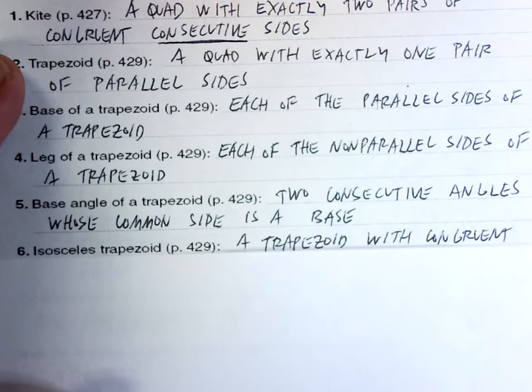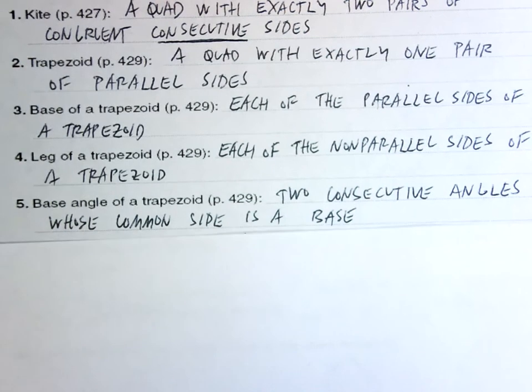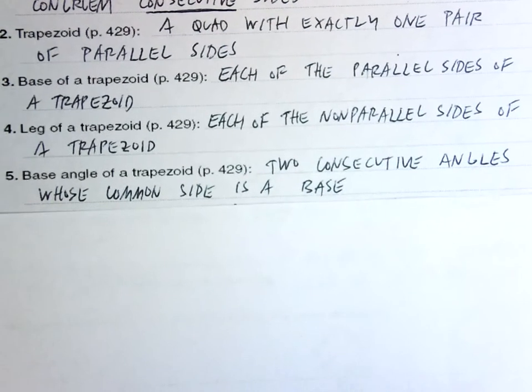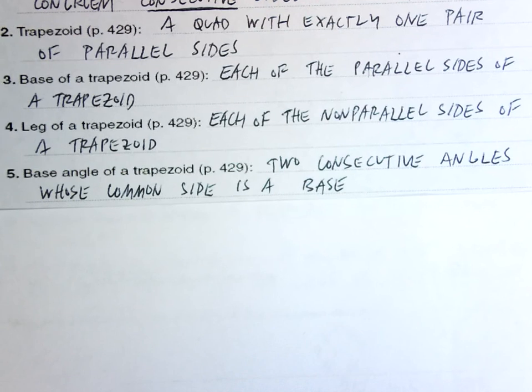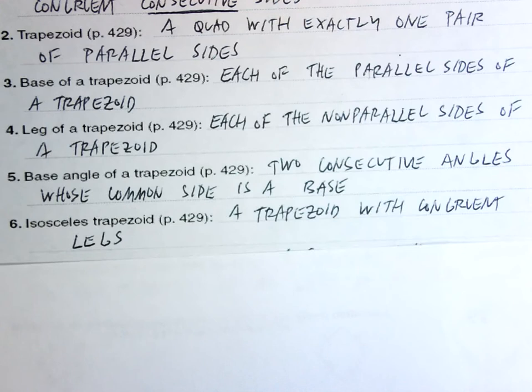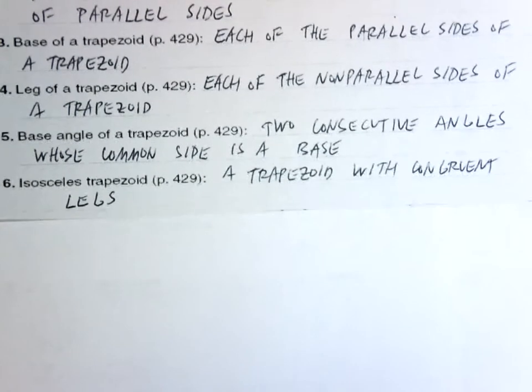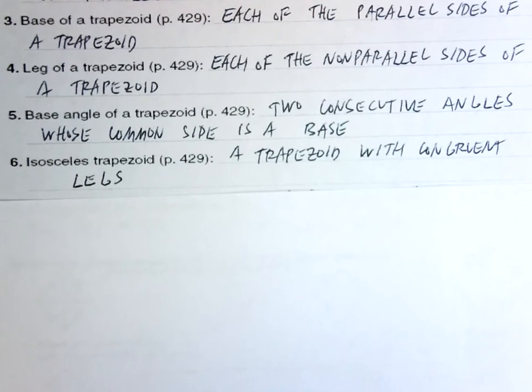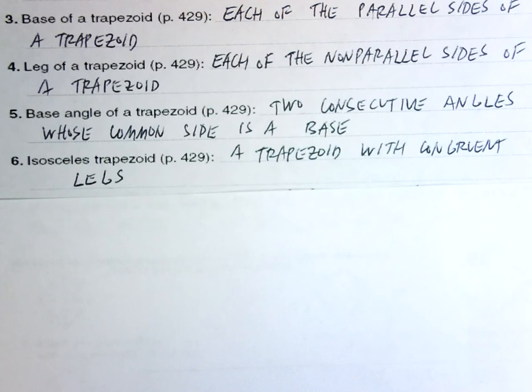Okay, what is a base angle of a trapezoid? A base angle, there are two consecutive angles whose common side is a base. And I've got pictures down below that might make this make more sense. So I've got two consecutive angles whose common side is a base. All right, and an isosceles trapezoid is a trapezoid with congruent legs.